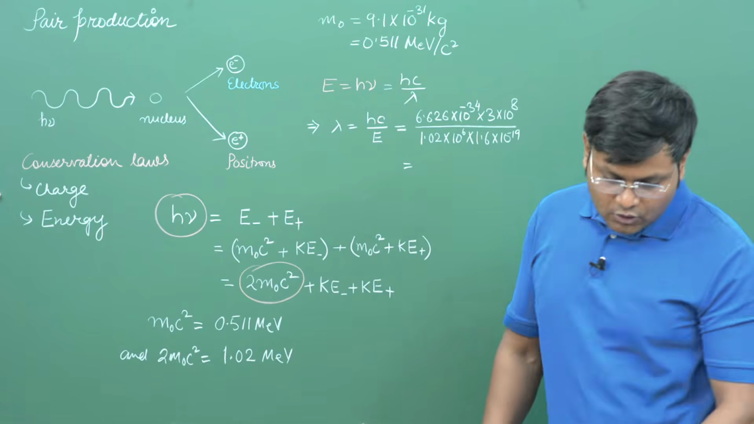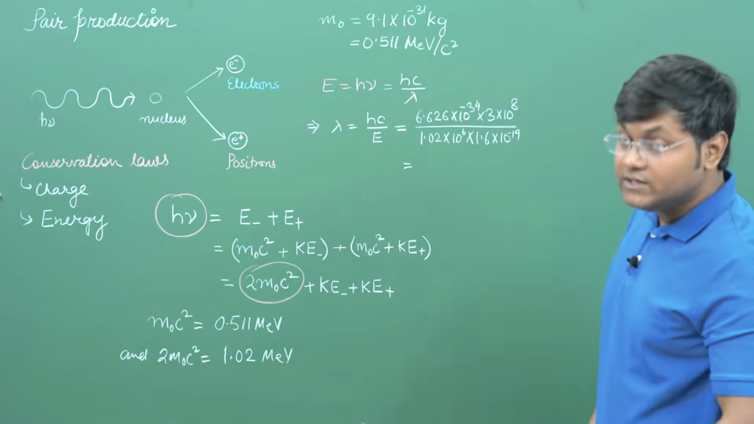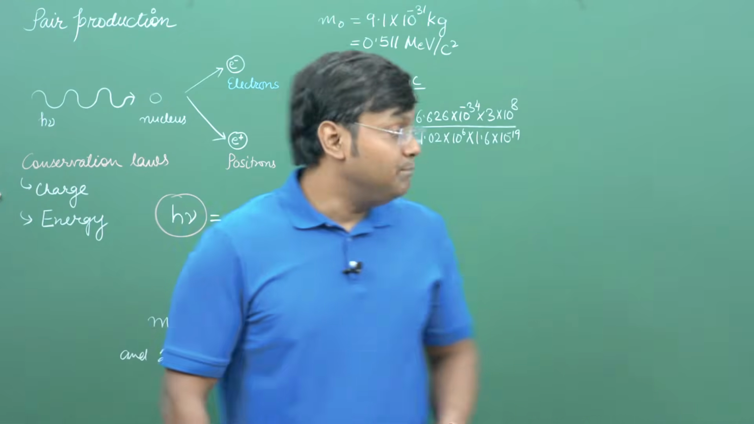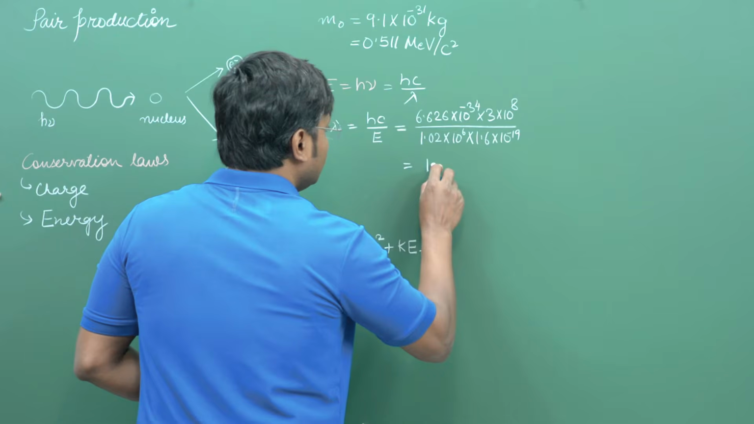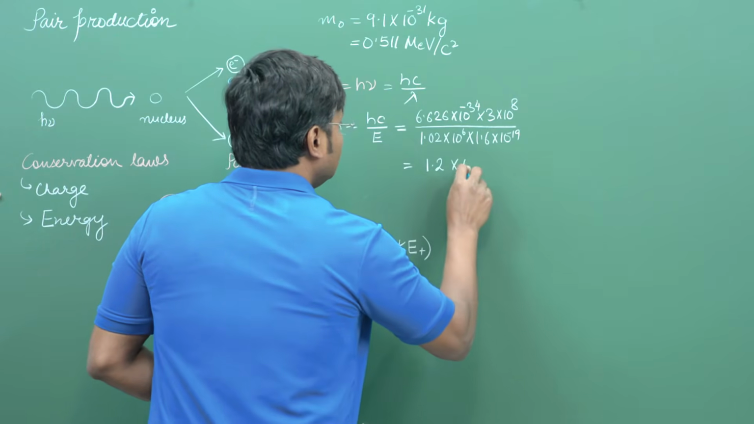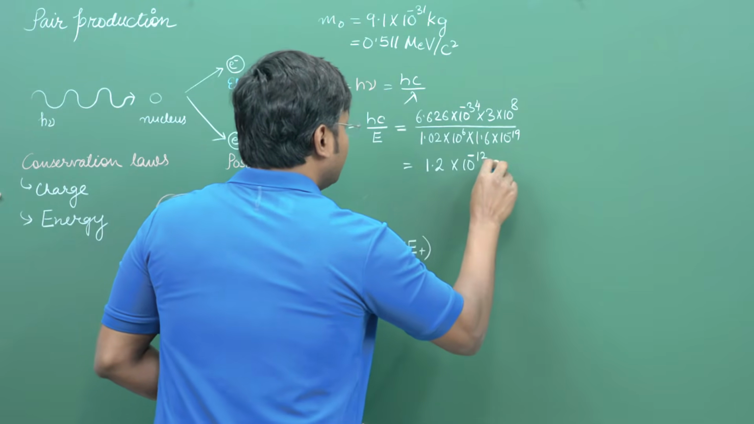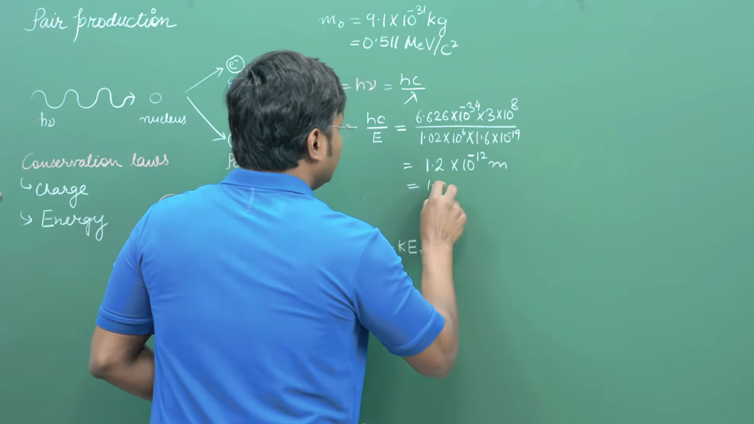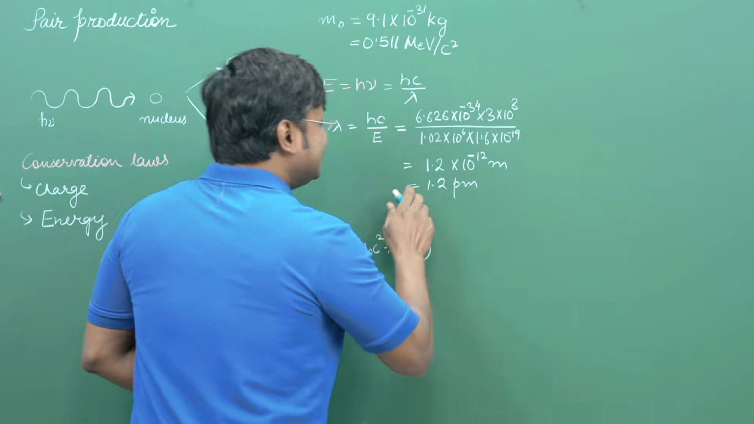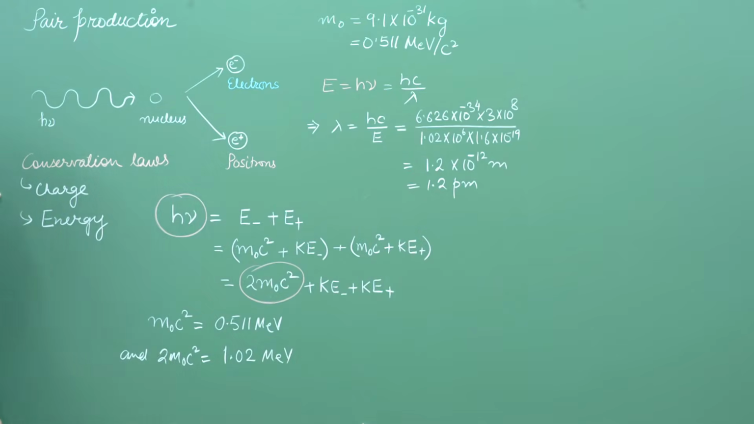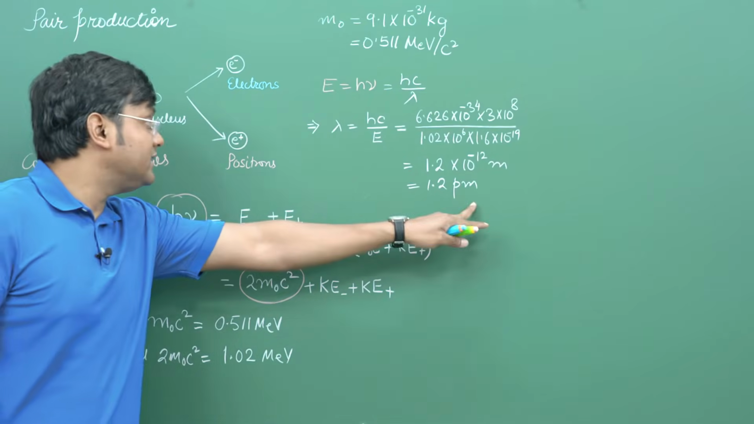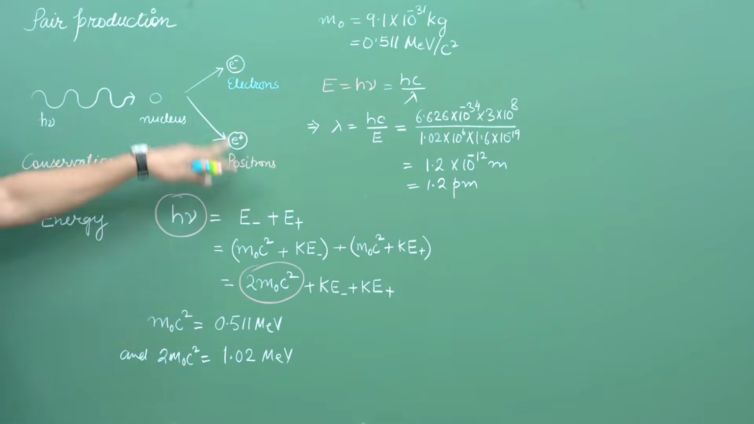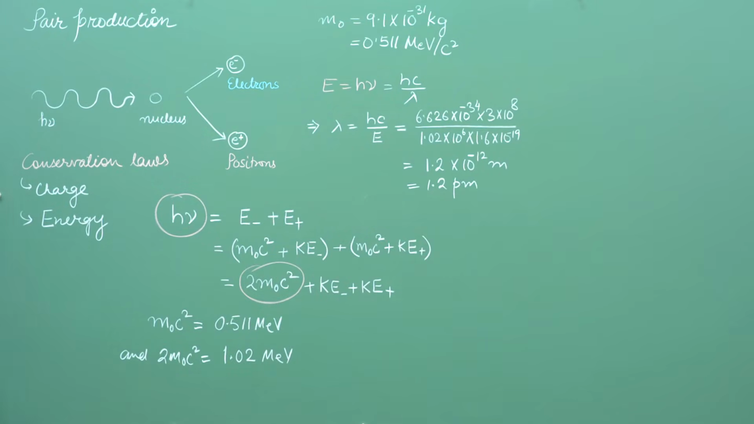The number comes out to be around 1.2 picometers. So 1.2 into 10 to the power minus 12 meters, or 1.2 picometers. This is the maximum wavelength that the photon should have to be able to induce this kind of particle-antiparticle creation.